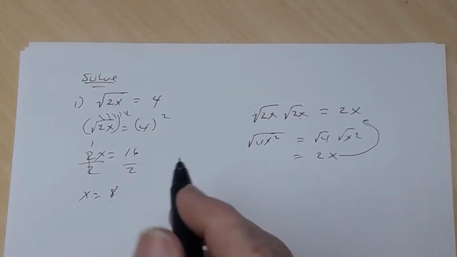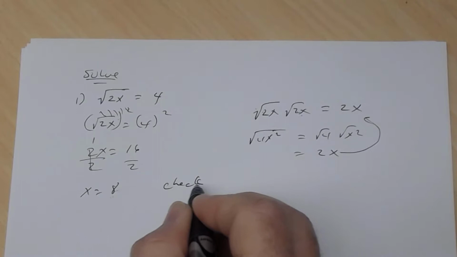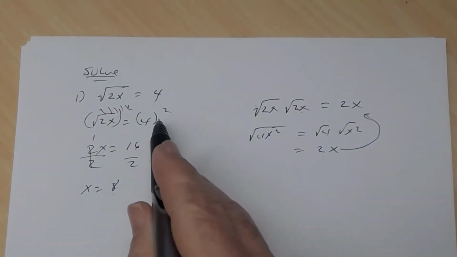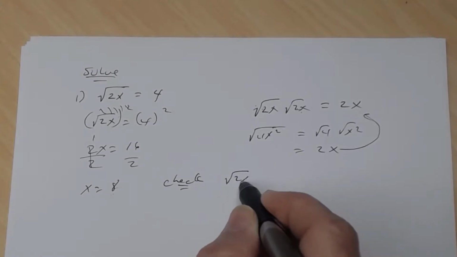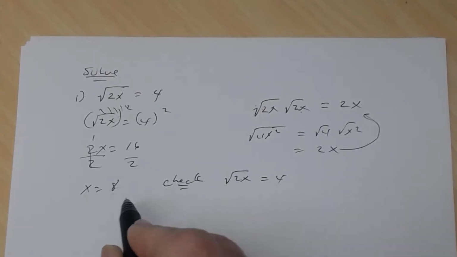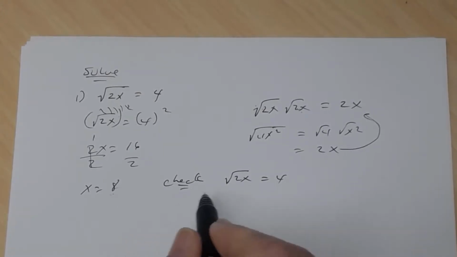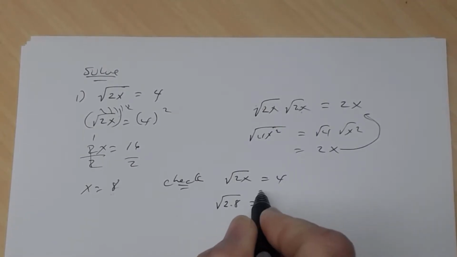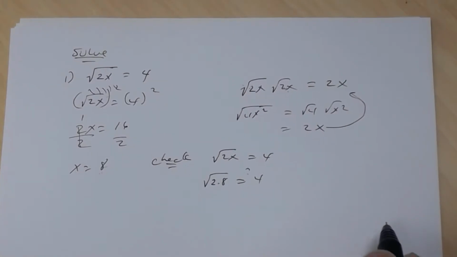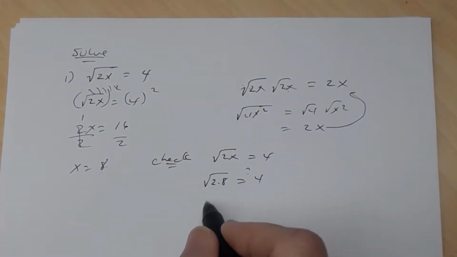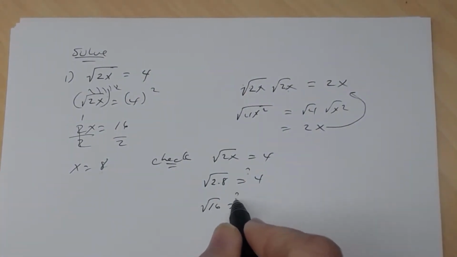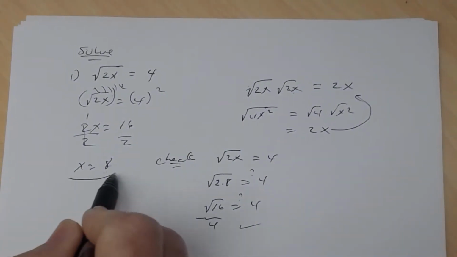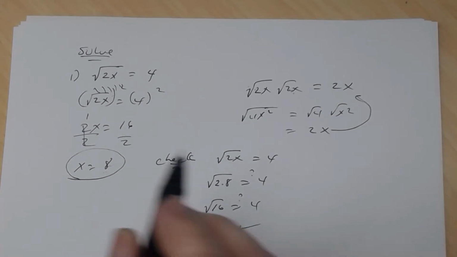Check in the original. So you must check. That's where step 4 comes into play. You must check, and always go back to the original. So here's my original equation. Wherever I see the variable x, I'm going to substitute 8. I get the square root of 2 times 8, and I want to see if that's equal to 4. That's the question. So 2 times 8 is 16, and so the question is, is the square root of 16 equal to 4? And the answer is yes. So this is a solution. Okay, so that's your solution.